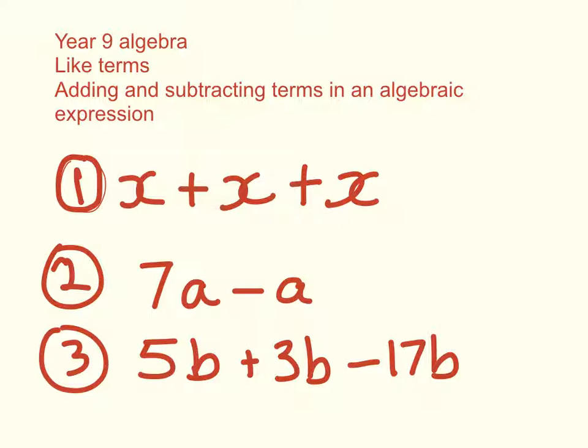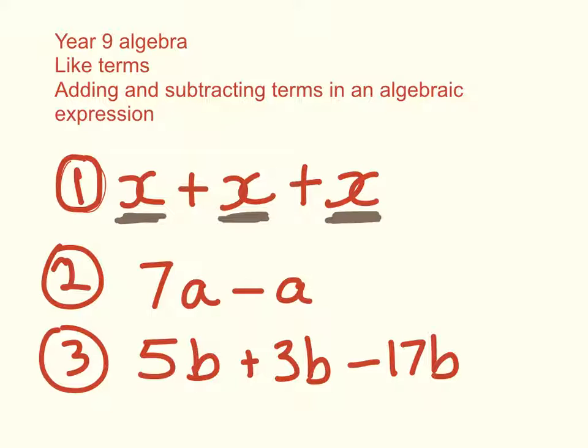Kia ora Year 9. This is the first of two videos on how to add and subtract terms in an algebraic expression. What we're going to be talking about today is how to collect like terms. I'm going to work through 5 examples, and what we're interested in is whether we can think of these things as the same type of thing. And if they are, we call them like terms and we can group them together.